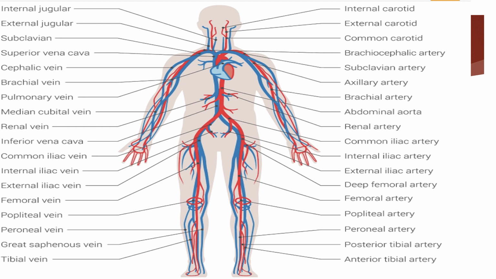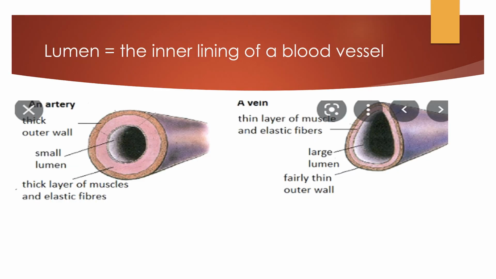These are all the various arteries and veins that are within your body. With our arteries and veins, there are some slight differences. As you can see on the left-hand side, the lumen is quite small. And if we look at the vein on the right-hand side, the lumen is quite big. This is because there is a thick layer of muscles and elasticated fibres on our arteries, which make the lumen smaller, whereas on our veins it's fairly thin.